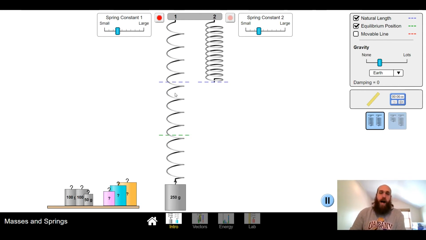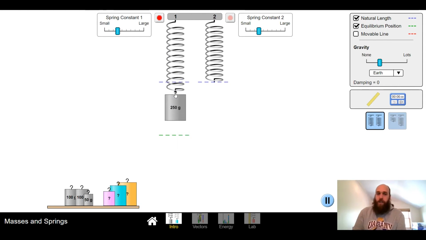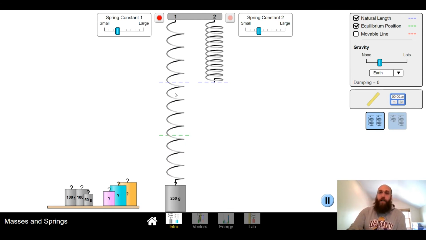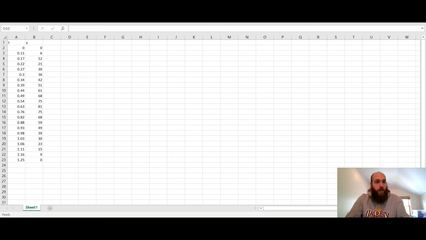But what if we were to plot those actual y locations versus time? What would that graph look like? I've saved you the boredom of watching me collect all this data, but what I've done is I've tabulated the y positions for different times. And you can see that I did it for one path down and then back up. So we started at 0 and ended at 0.